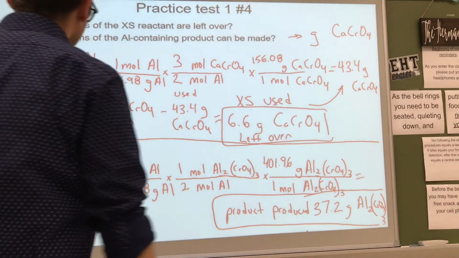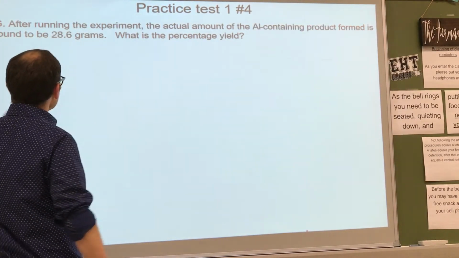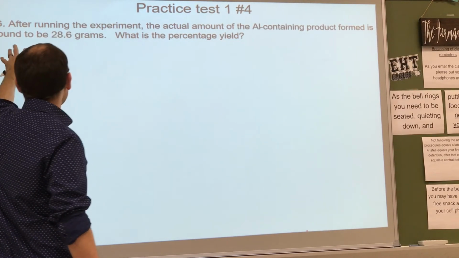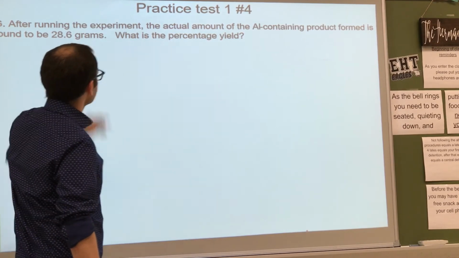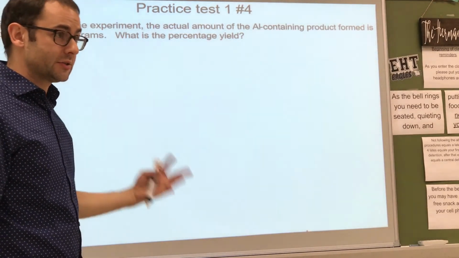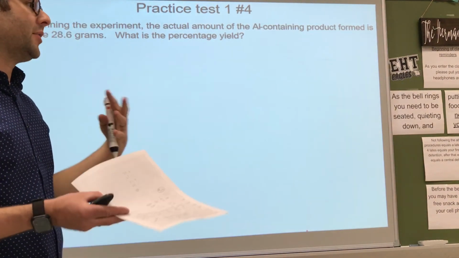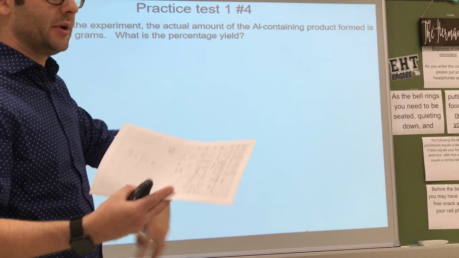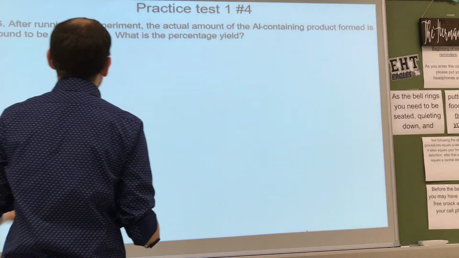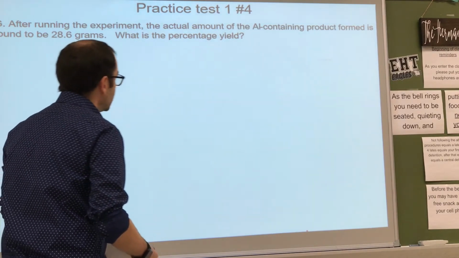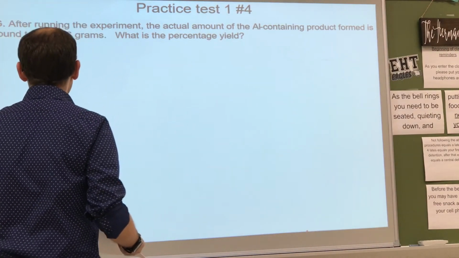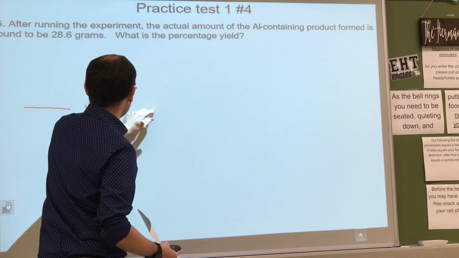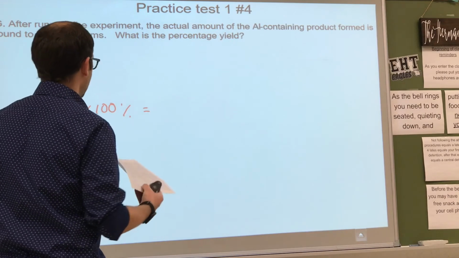All right, last thing. This is the new part. G. It says, after running the experiment, the actual amount of aluminum-containing product formed is found to be 28.6 grams. What is the percent yield? Okay? Now, percent yield is how much of the product was actually found in lab. Like doing the experiment, did you get exactly what you wanted? Did you get less than you wanted? That kind of a thing. So with this, your goal is to get to 100%. All right? So we have to do this part over whole.